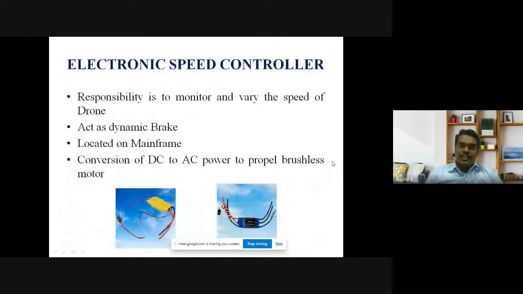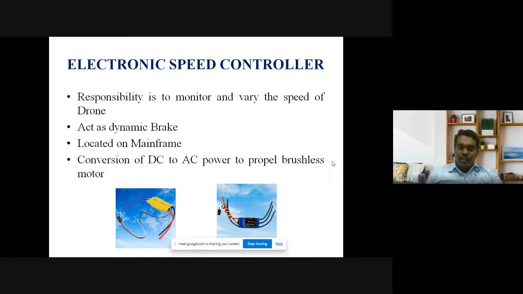Second component is the electronic speed controller. It is the second important component. It is used to monitor and vary the speed of the drone. Suppose we want to fly at very high speed or low speed, or if we want to increase or decrease the height of the drone, we need to use an electronic speed controller. Shortly we call it the ESC. It will act as a dynamic brake and it is located on the quadcopter frame only.